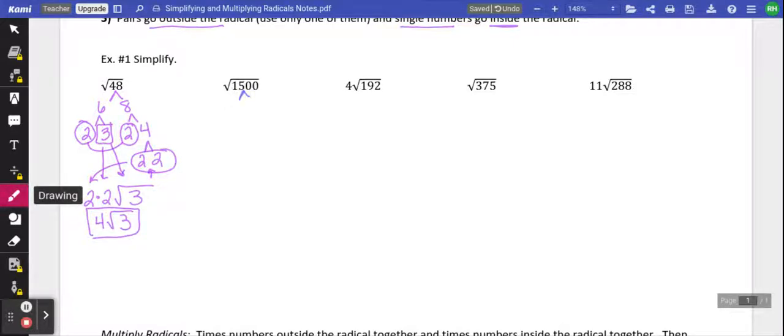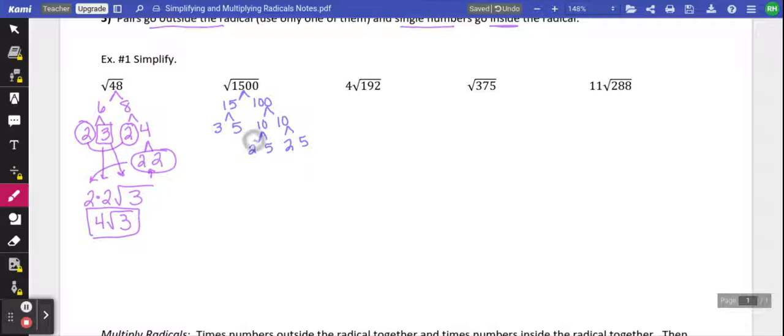1500. Break it out. I'm going to choose 15 and 100. Again, you can choose whatever numbers you want. 15 becomes 3 and 5. 100, I'm going to use 10 times 10. Then my 10 becomes 2 and 5. And my other 10 is 2 and 5 again. And I'm all prime now.